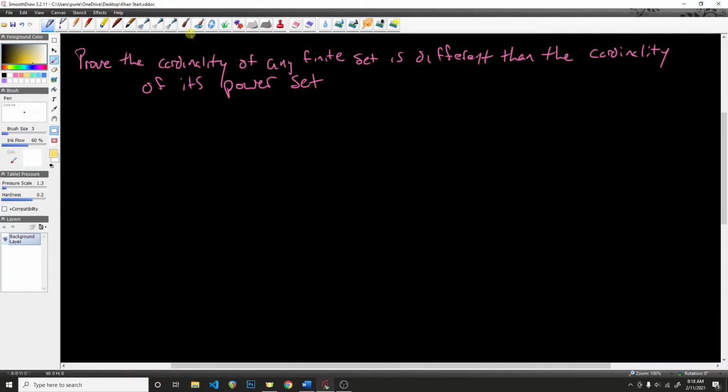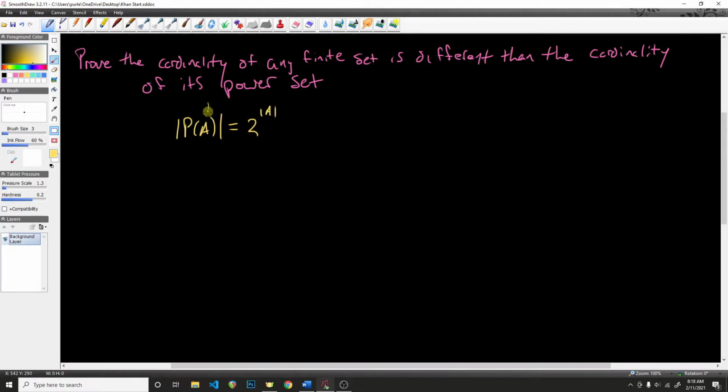Alright, homework 3, problem number 1. Prove the cardinality of any finite set is different than the cardinality of its power set. Now, what we know is that the cardinality of the power set is going to be equal to 2 to the exponent of the cardinality of the set itself.